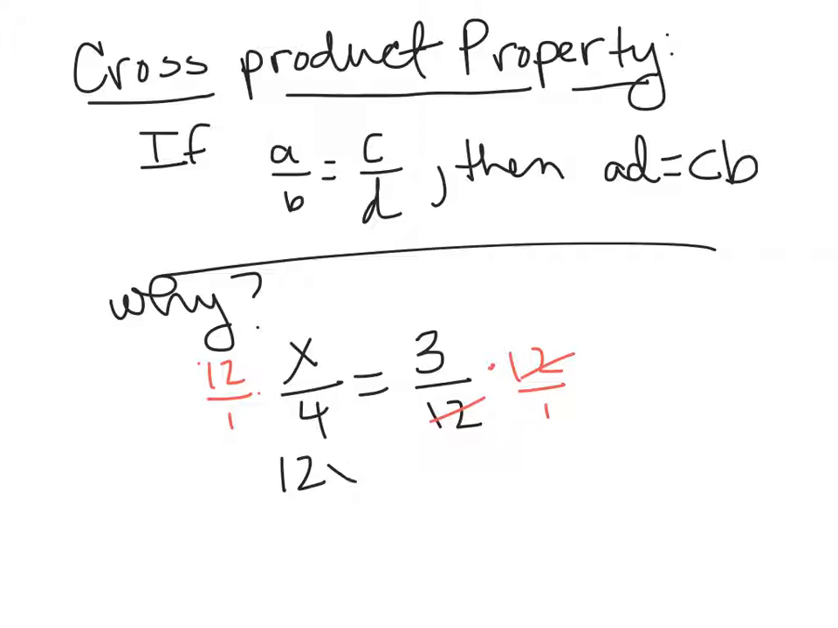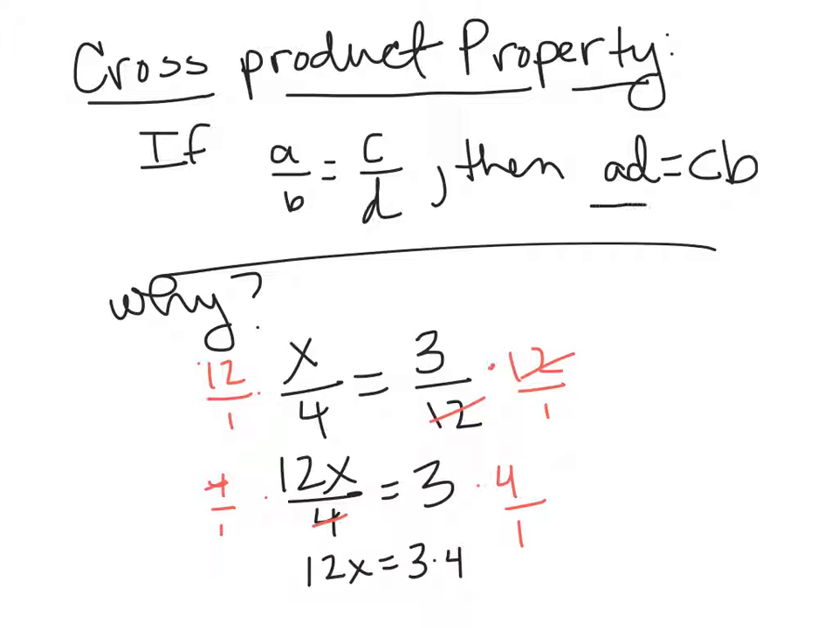So I would end up with 12x over 4 equals 3. And I could multiply both sides by 4 over 1 to cancel out the 4, and I really just end up with 12x equals 3 times 4, which is what this AD equals CB means. So the cross product property is where you take the numerator of one times the denominator of the other, and you set it equal to the numerator of the other one times the denominator of the first fraction.